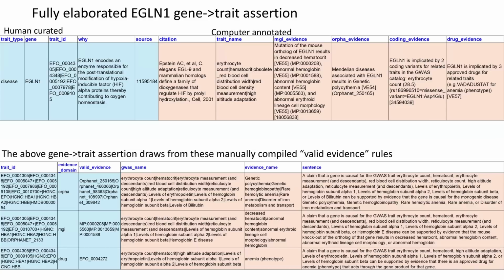This bottom half here, I call valid evidence rules. I have not seen that before, and hopefully other people are thinking about this. Again, if this is the trait that you're trying to justify, here are the mouse knockouts, the rare diseases, or the drug indications that can be used to justify that gene.